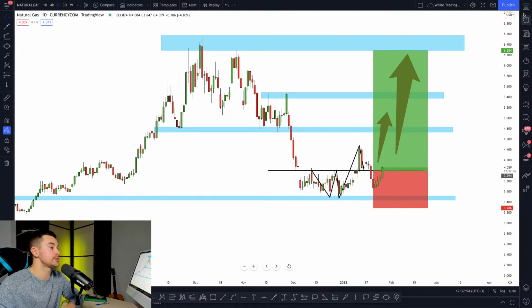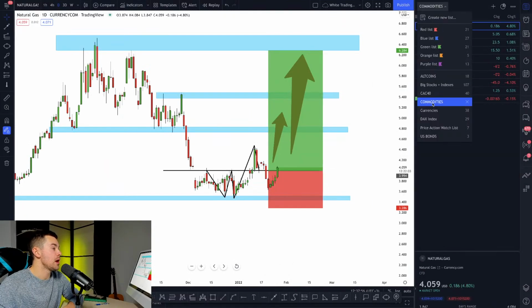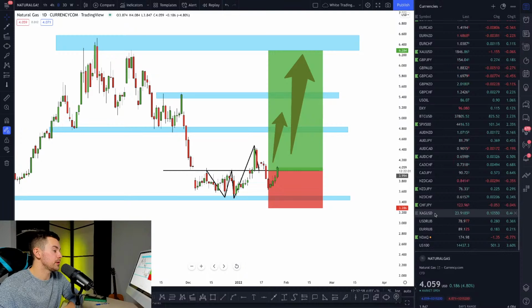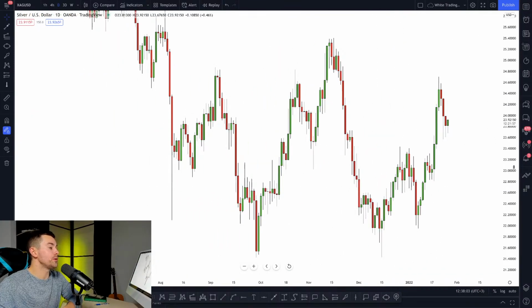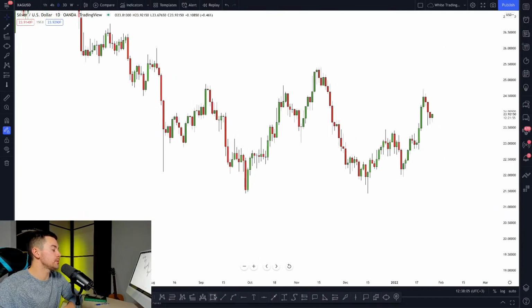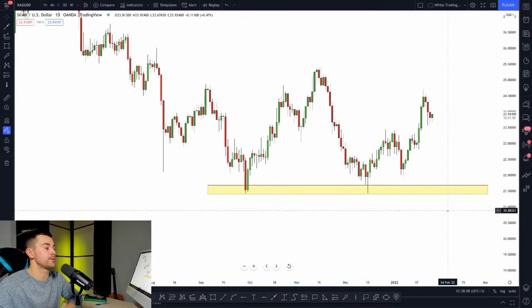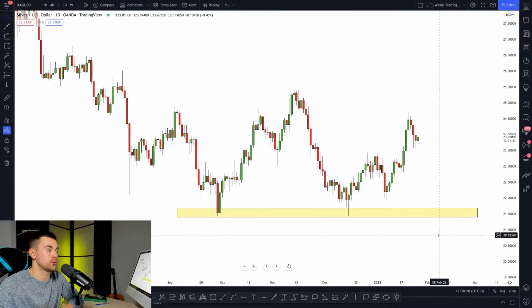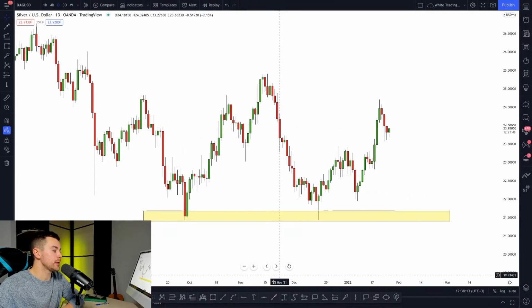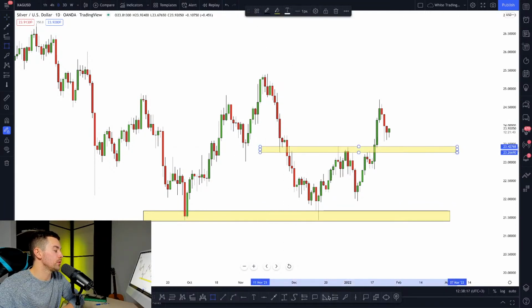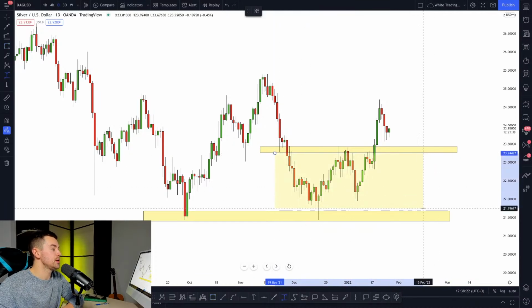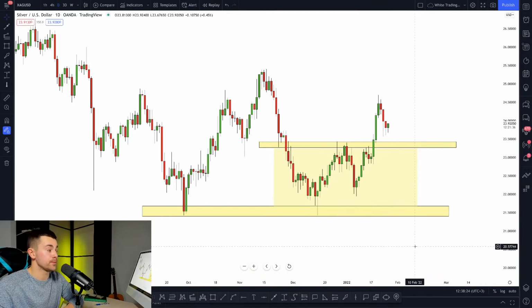Let's take a look at silver together. What is happening with silver? Silver is right here. Let's take away all the drawings. So on silver, two times in a row, we bounced nicely from that major horizontal structure support. And recently, the price broke that resistance. You can see that for quite a long period of time, the market was consolidating. Here we were trading within this range, and that range was broken to the upside.